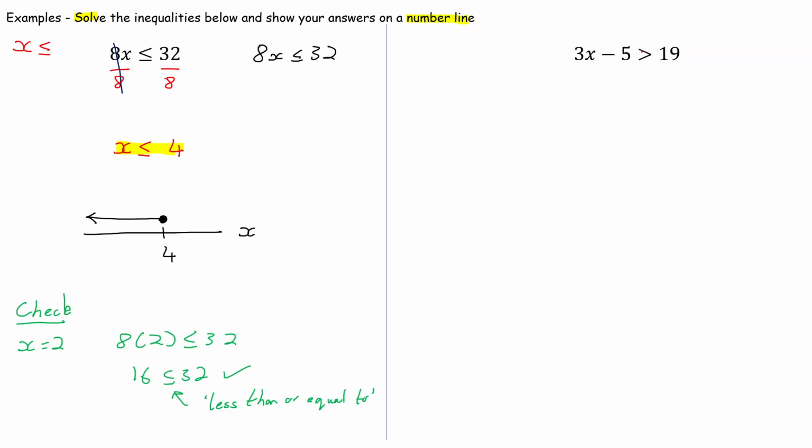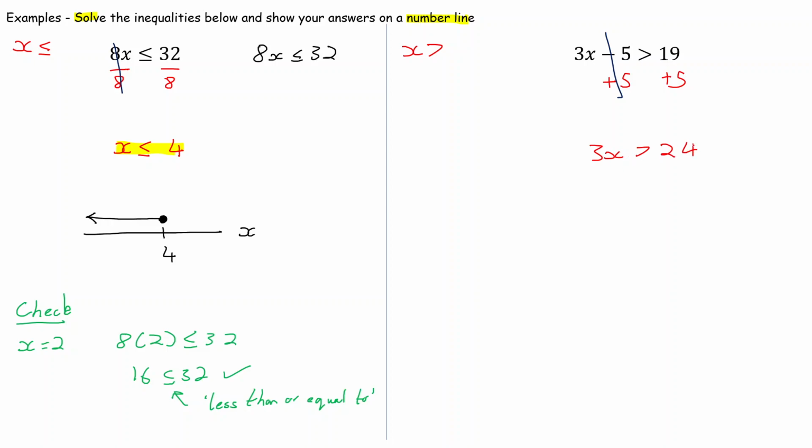It's just the balance method. So I've got that minus 5. I want to get rid of it because I want to get x isolated on its own, this time being greater than something. Let's begin by adding on 5 to both sides. Add 5 and add 5, which is good because then these two 5s cancel because they're opposite. And you're left with, on your left-hand side, just 3x being greater than 19 plus 5, which is equal to 24.